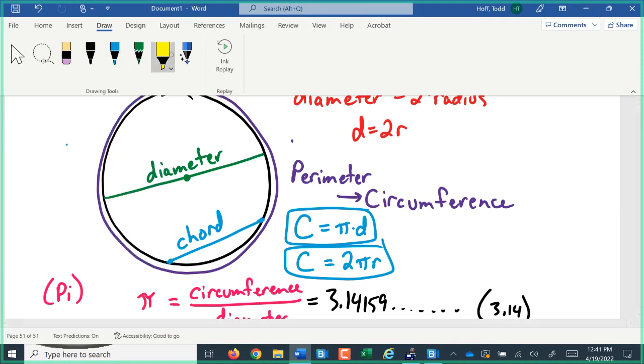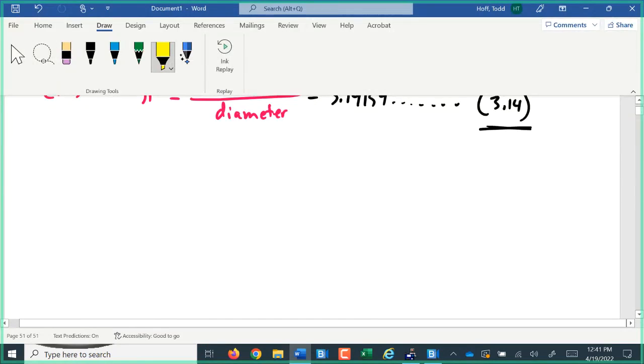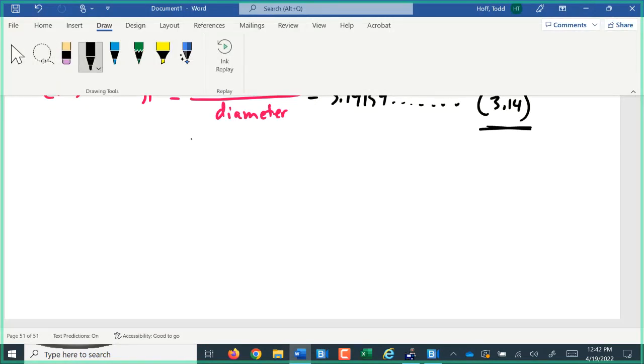It's a math grammar thing, by the way, that we put the 2 first instead of saying pi times 2 times the radius. It's a math grammar thing that the numbers always go first in those expressions. To me, it'd make more sense if it's pi times 2r, but that's just the way it is.